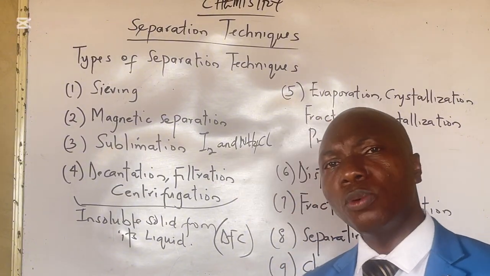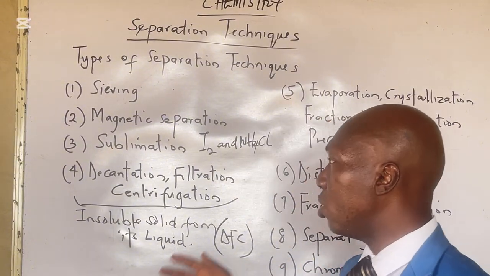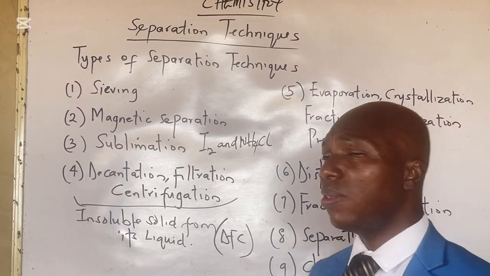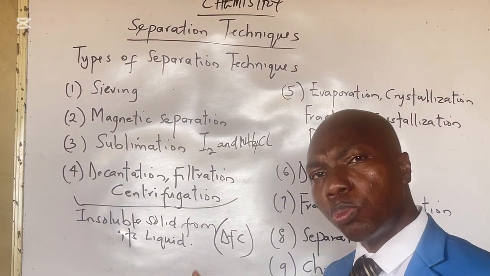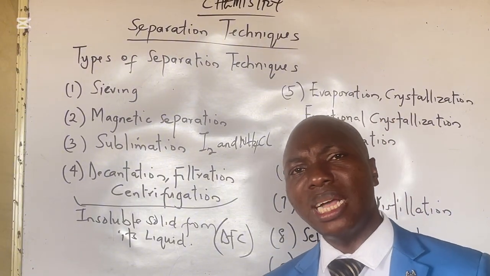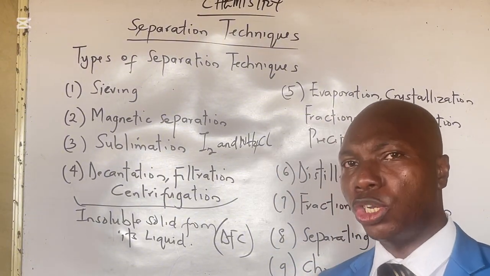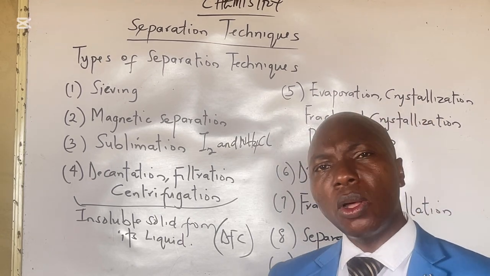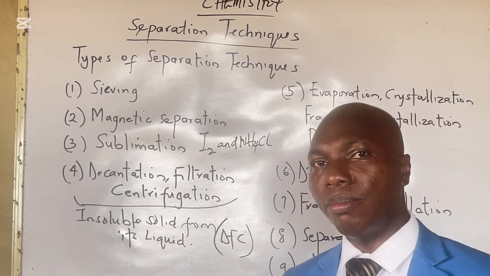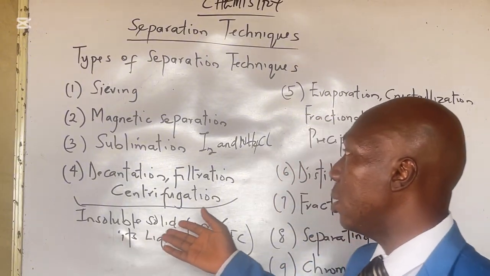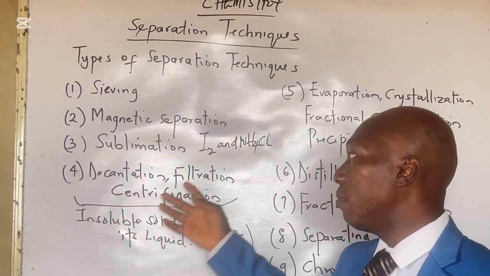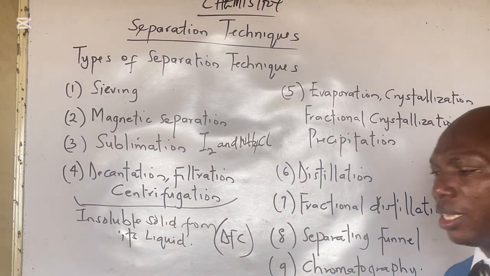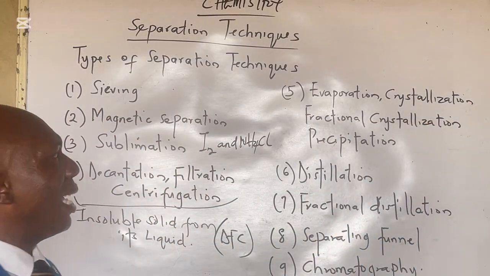Another one is centrifugation. Centrifugation is also a separation technique that is used to separate insoluble solid from its liquid. We use this in hospitals a lot. An instrument that is called a centrifuge helps us to separate blood cells from the plasma. Having known decantation, filtration, and centrifugation, we go over to another set of separation techniques that I call PEF.